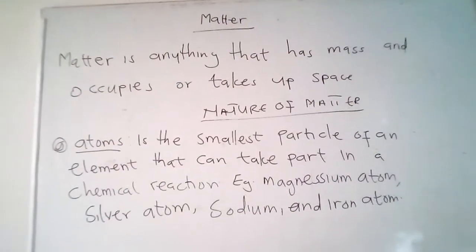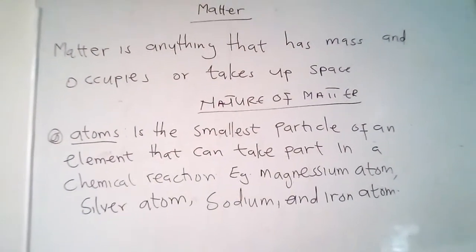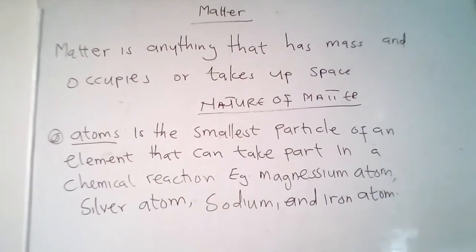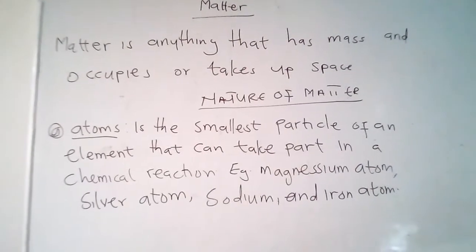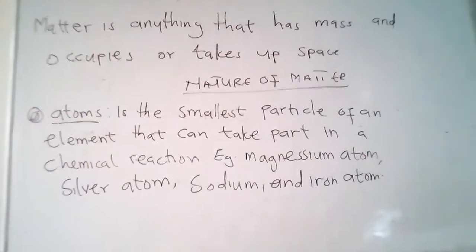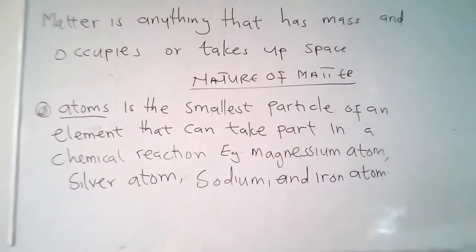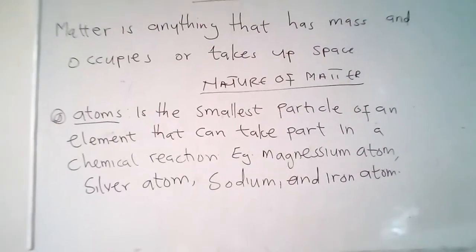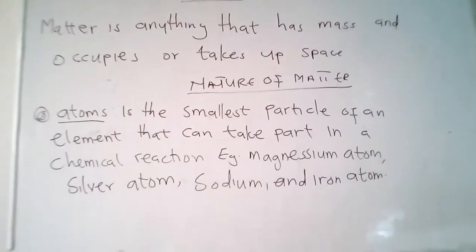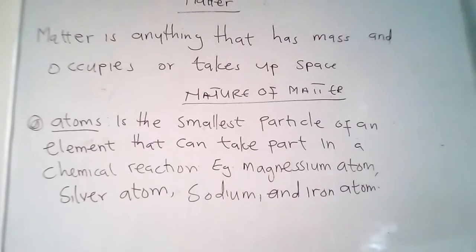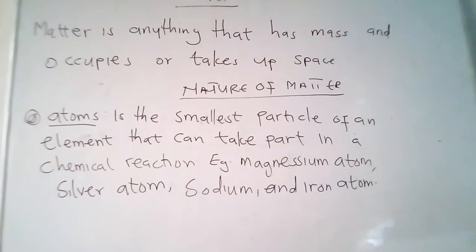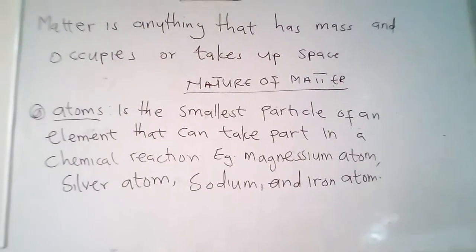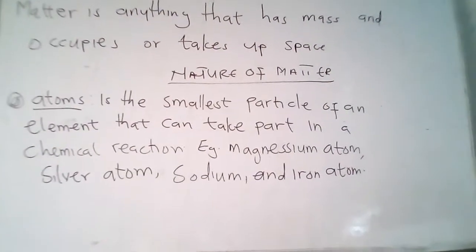Matter consists of tiny particles called atoms, molecules, or ions. So these particles are so small that we cannot see them with our naked eyes. So now let's define atom. Atom is the smallest particle of an element that can take part in what? In a chemical reaction. For example, magnesium atom, silver atom, sodium atom, and iron atom.